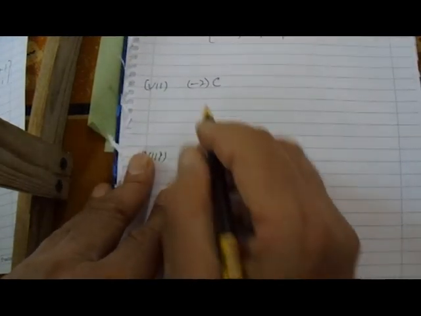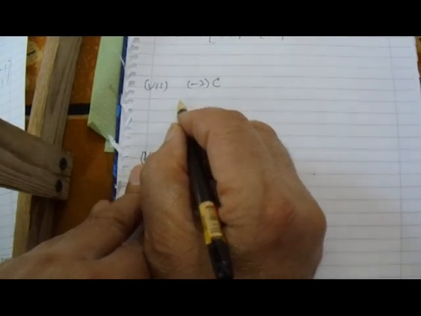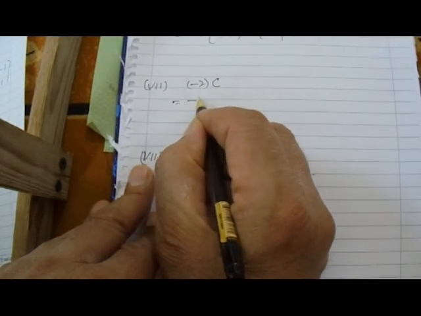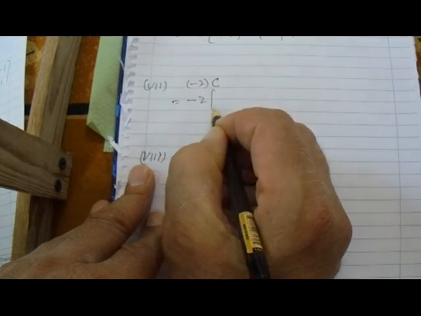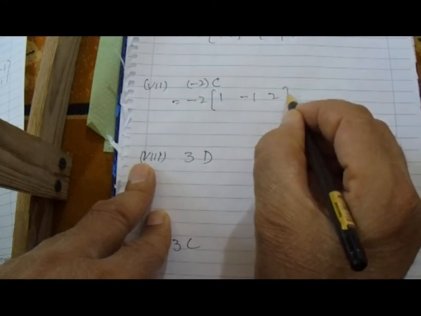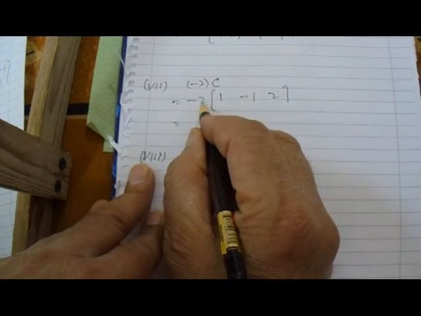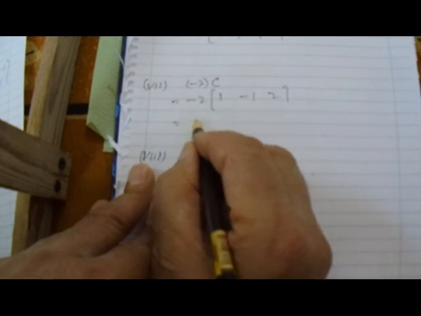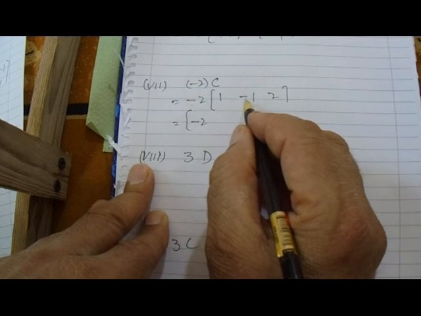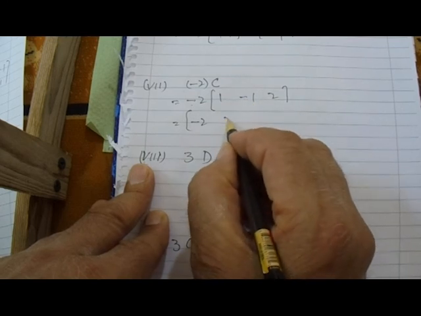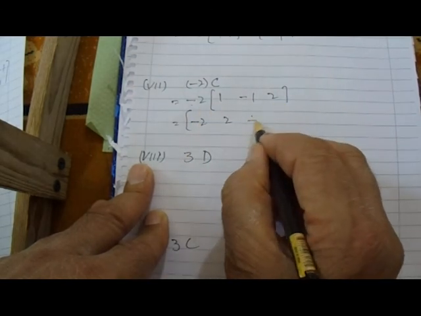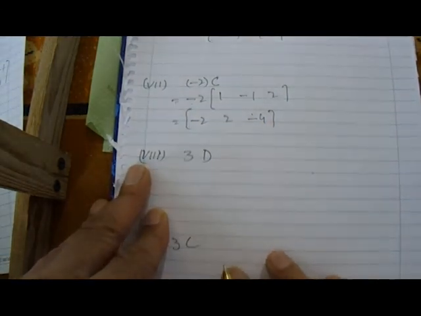Now minus 2C. Here minus 2 will multiply this matrix C. We write here minus 2. Now we write the matrix C. C is 1, minus 1, and 2. Now we multiply this minus 2 with every element. It means minus 2 will multiply by 1, we get minus 2, minus 2 multiply by minus 1, you will get 2, minus 1 is plus 2, and minus 2 multiplied by 2 is minus 4. Now this is the matrix.